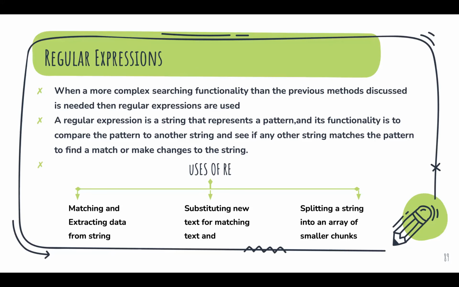Moving on to regular expressions. When a more complex searching functionality than the previous methods discussed is needed, then regular expressions are used. A regular expression is a string that represents a pattern, and its functionality is to compare the pattern to another string and see if any other string matches the pattern, to find a match or make changes to the string. The uses of regular expressions are matching and extracting data from strings, substituting new text for matching text, and splitting a string into an array of smaller chunks.